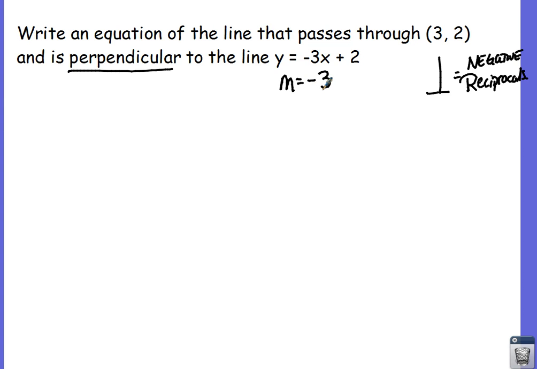But since they have negative reciprocals, the first thing we need to do is, because the slope of the new line is, since the first one is negative, the second one has to be positive. Okay, so the slope of the new line is going to be positive. And then we turn it to its reciprocal. If you remember, a whole number goes over 1. So all we're going to do is we're going to flip it. So 1 over 3, and again, it has to be positive. Our point is 3, 2.